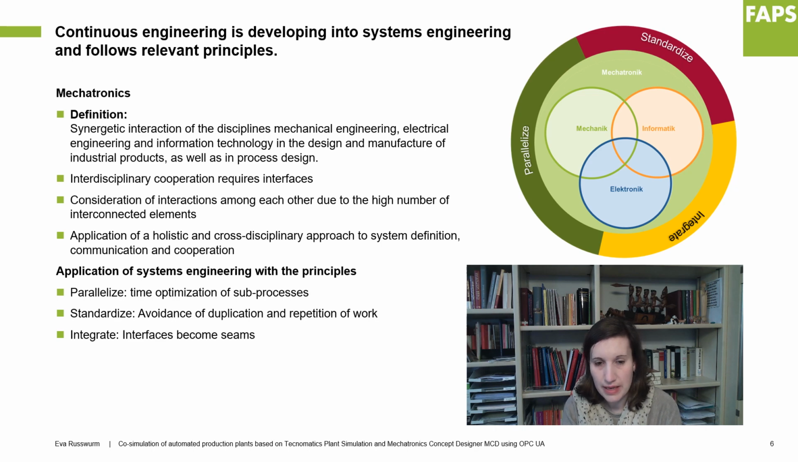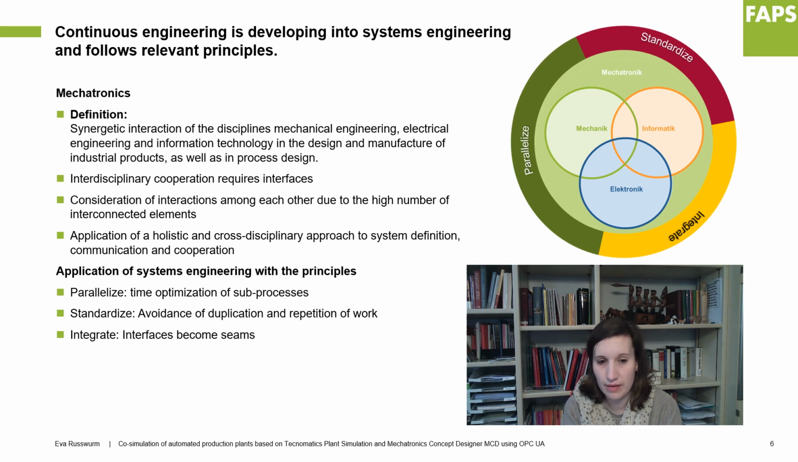Continuous engineering is developing into systems engineering and follows relevant principles. The three central elements of simultaneous engineering are parallelization, standardization, and integration. And these are all needed in order to get mechatronic products and mechatronic plants. The definition of mechatronics is the synergetic interaction of the disciplines mechanical engineering, electrical engineering, and information technology in design and manufacturing of industrial products, as well as already in process design.